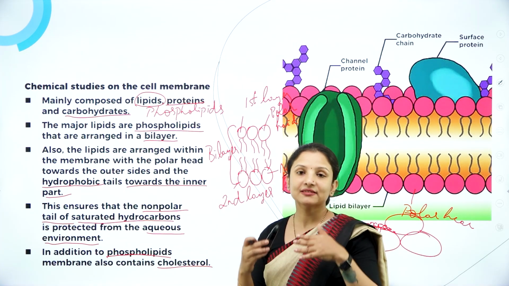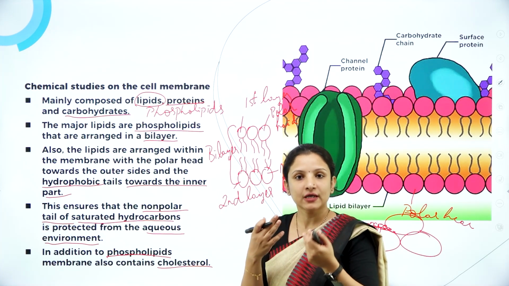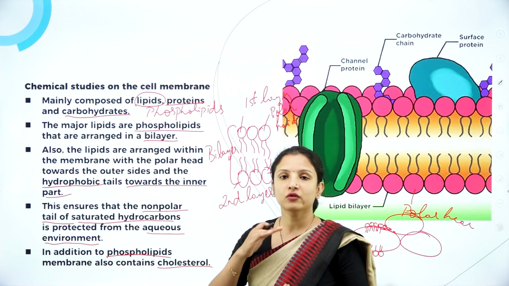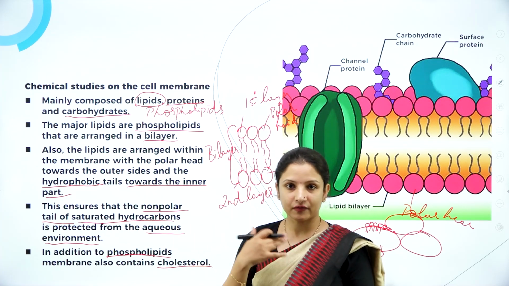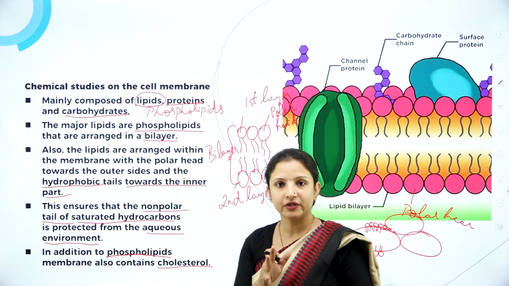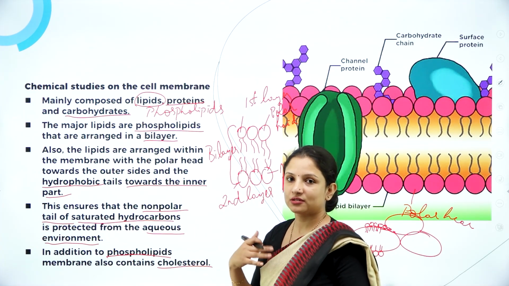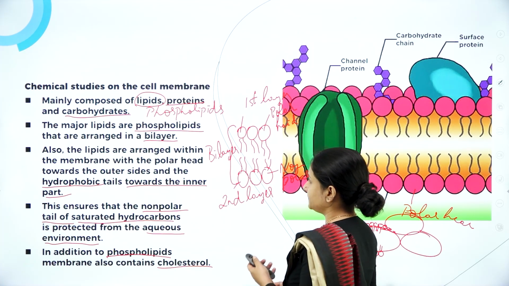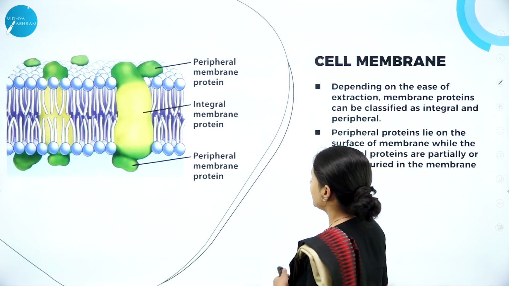The non-polar tails are hydrophobic in nature, made up of saturated hydrocarbons. They are always present towards the inner side of the cell. The polar head of the lipid is always arranged towards the outside of the cell. So this is about the chemical studies.